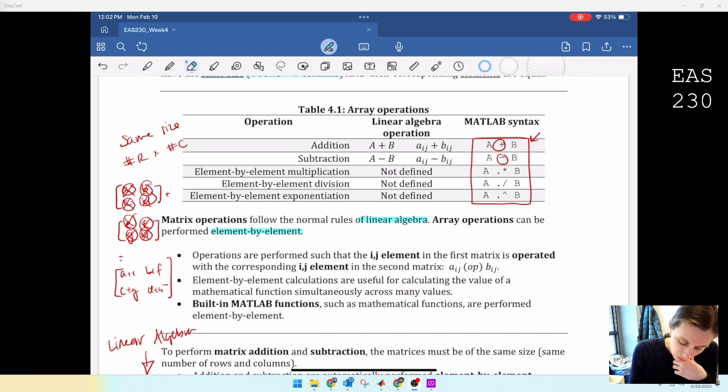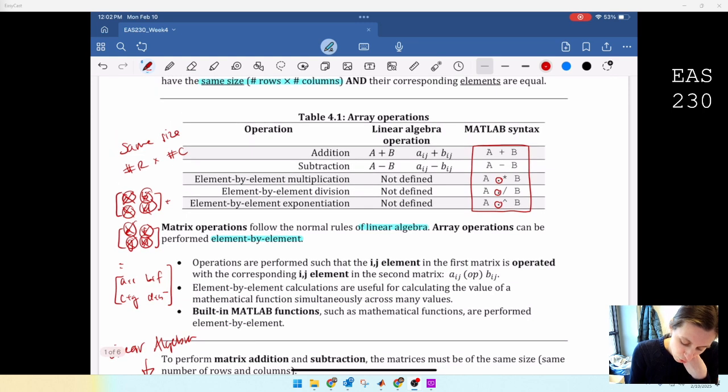However, when we get to multiplication, division, and exponentiation, we have this additional dot operator that we need to use, because the default math in MATLAB is not element by element. Okay? So we need to add this dot in front of the asterisk, in front of the division sign, and in front of the exponentiation if we want to perform this element by element.